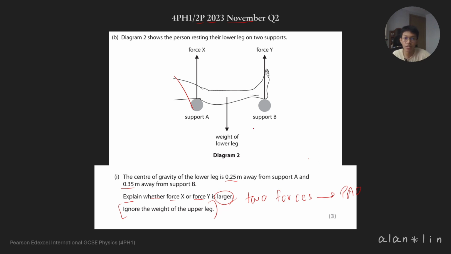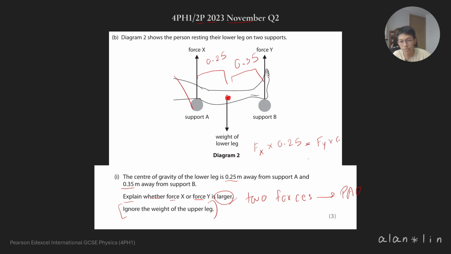Now in this question, there is no object. So we place the pivot at the position where the downward force is exerted. So the pivot in this question is going to be the center of gravity of the lower leg. Now we compare the distances, and we see that force X is going to be closer to the center of gravity than force Y.